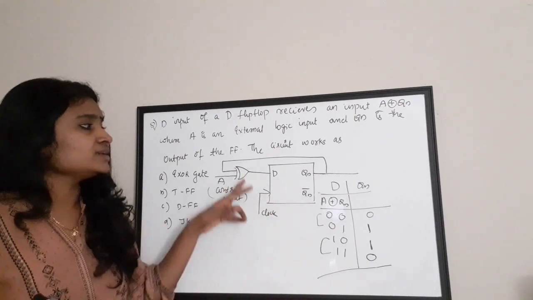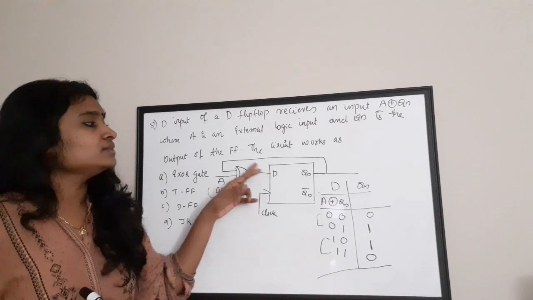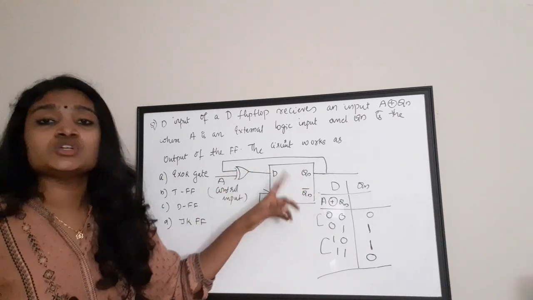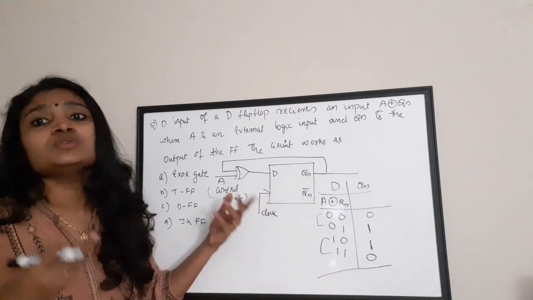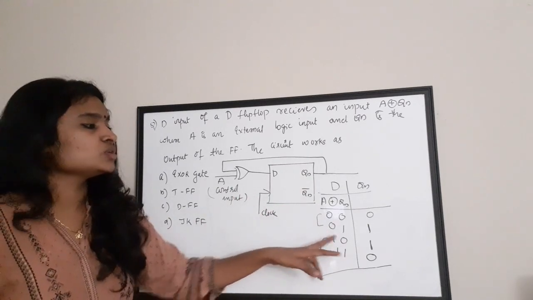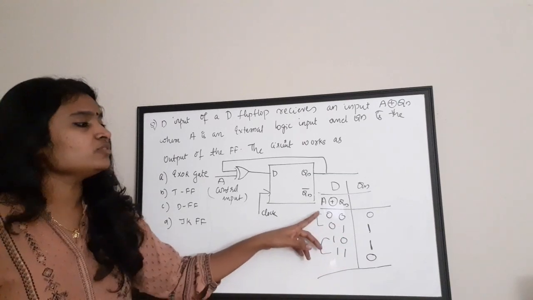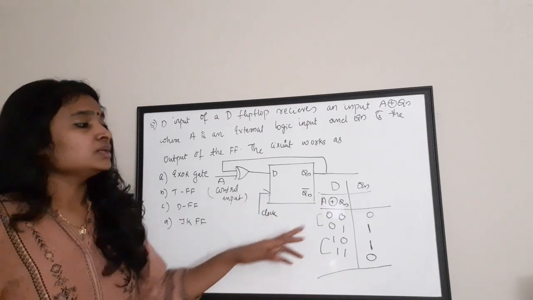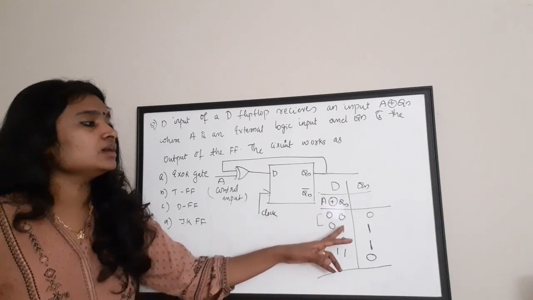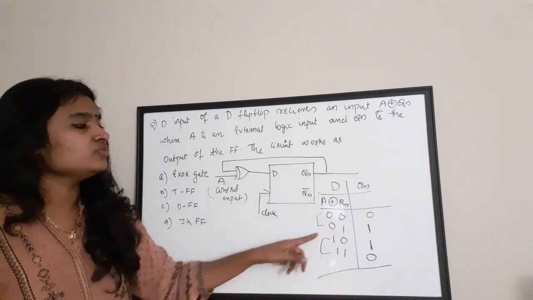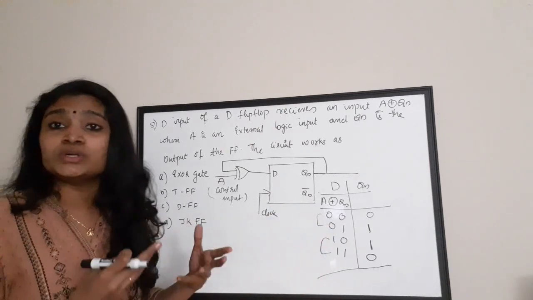That is, the XOR gate is connected to the D input, and this XOR's output depends on this D, according to which your output finally will get varied. So I've just given the combinations as 0, 0, 0, 1, 1, 0 and 1, 1. And when I've made this A, the control, 0, then the output is your previous output itself. And when 1, 1 is given, the output is toggled.